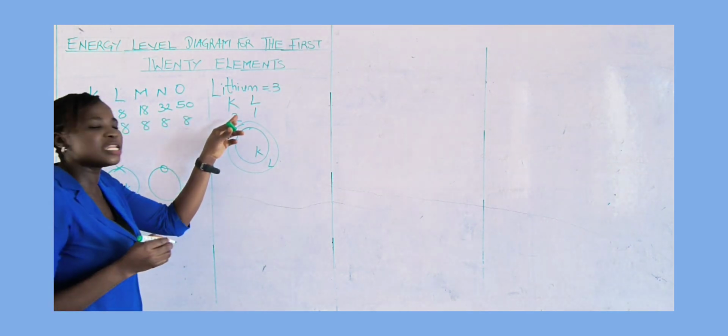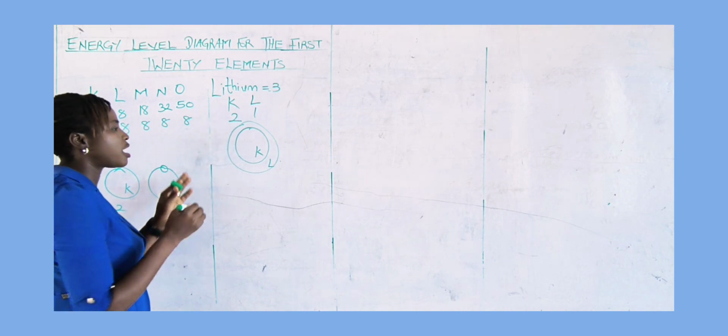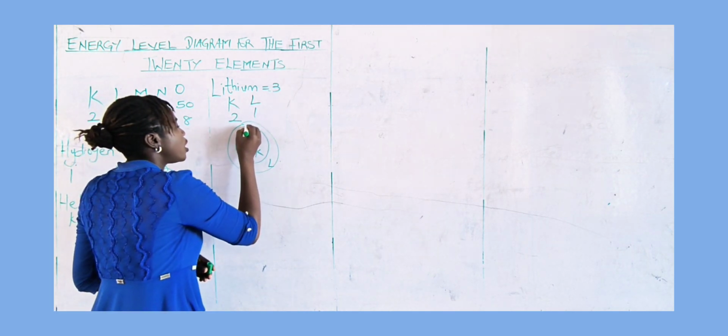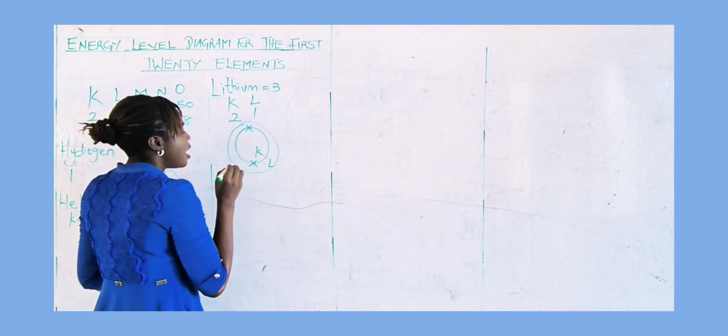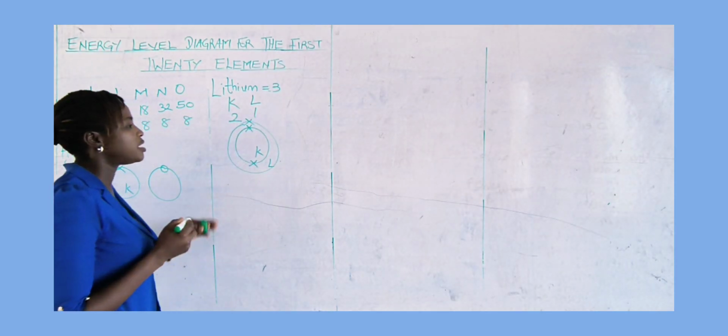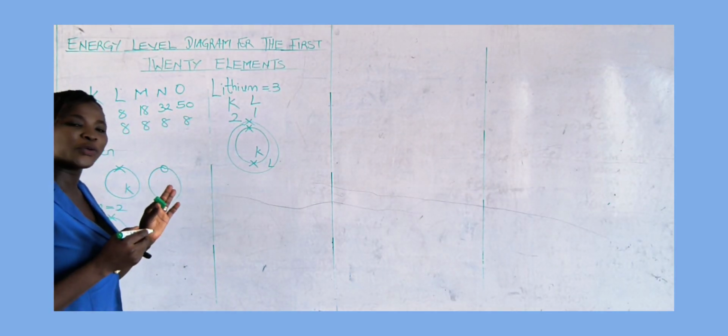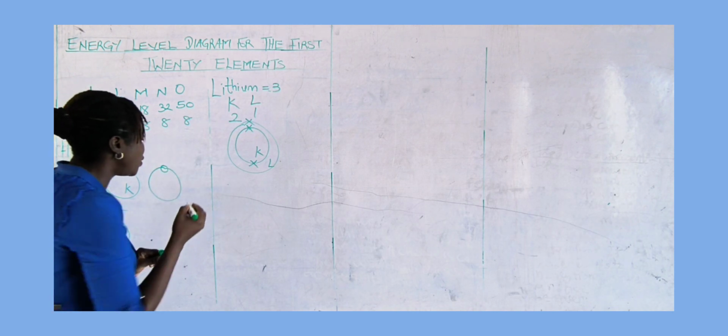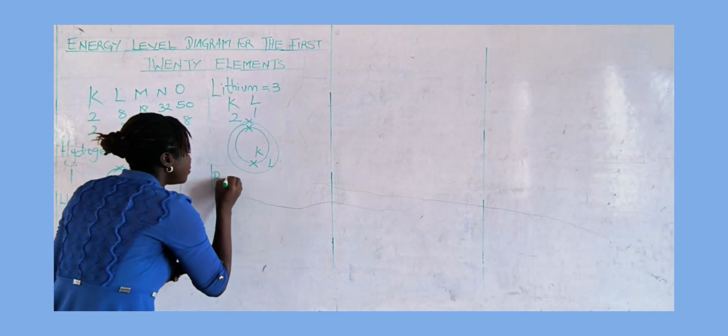But how do we share the electrons on this circle, the energy level diagram? You put 2 here, remember, you put 2 here. And the last one, we put it up here on L to complete the lithium. I hope you are following. So let's proceed to the next one. The next one is beryllium.